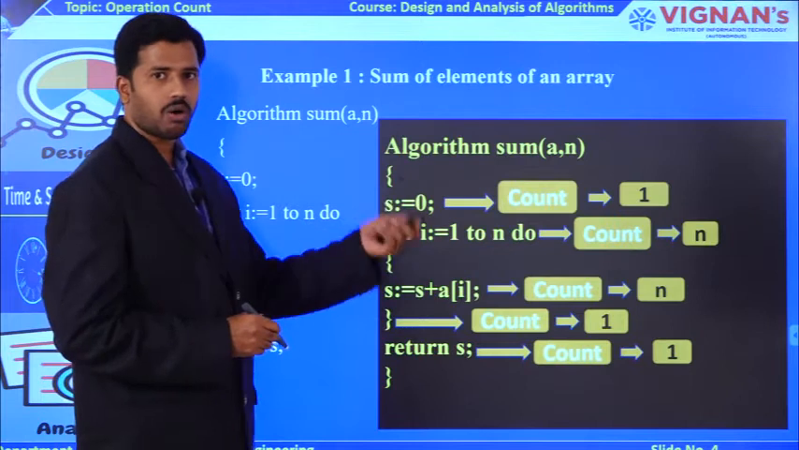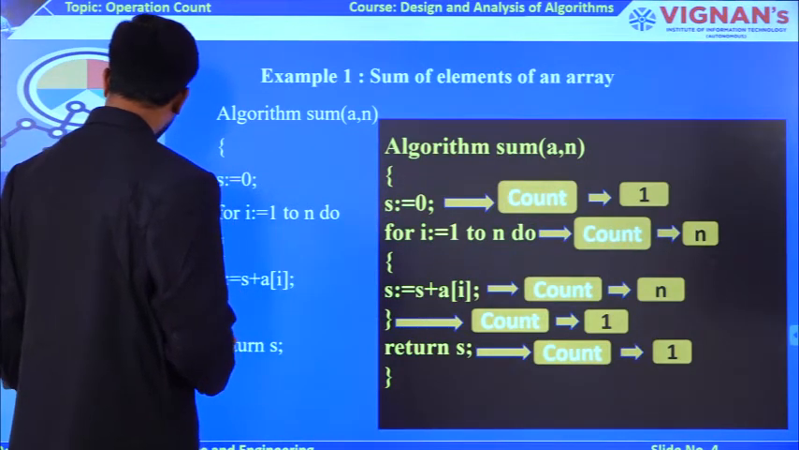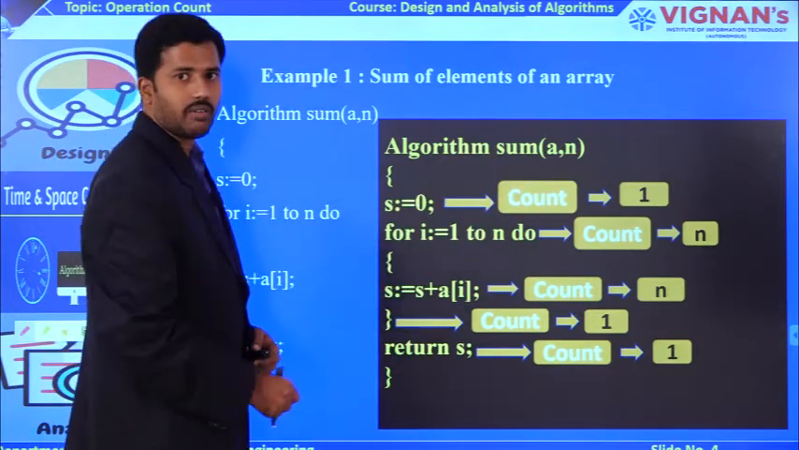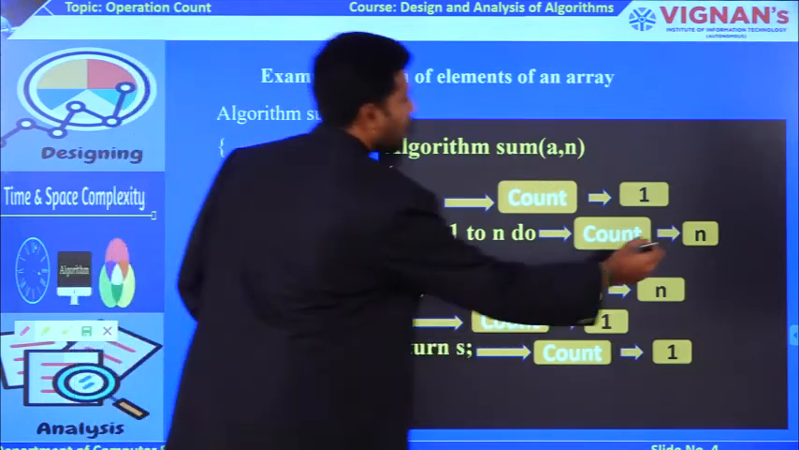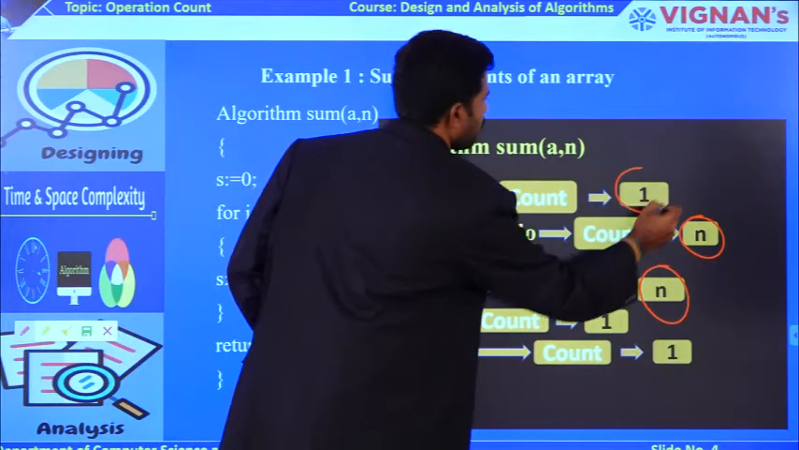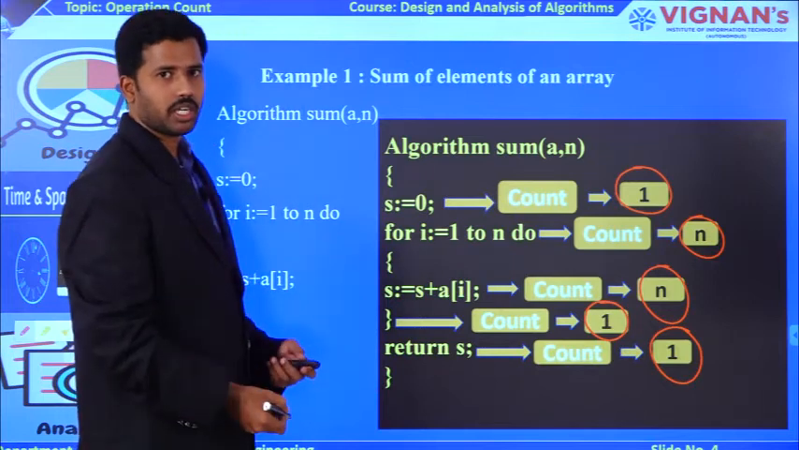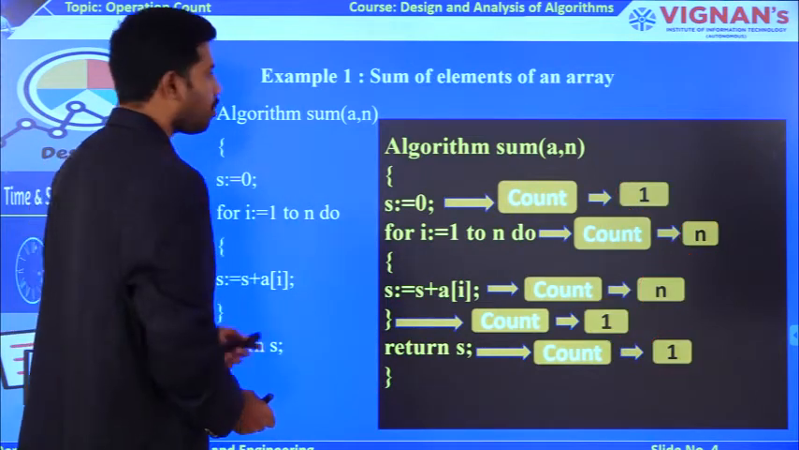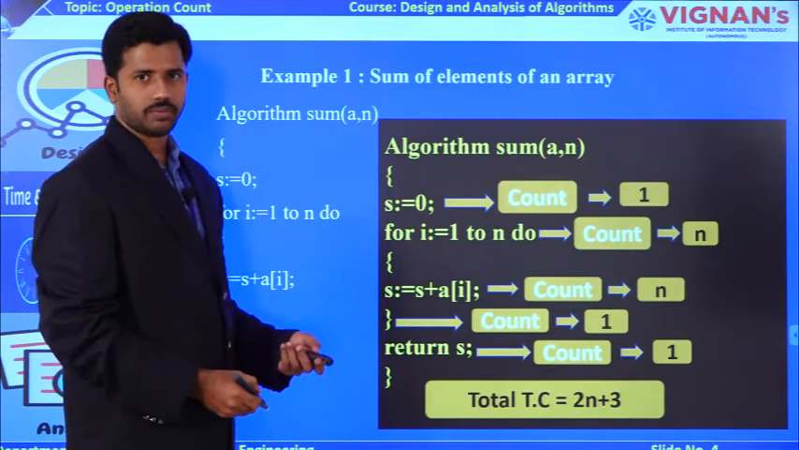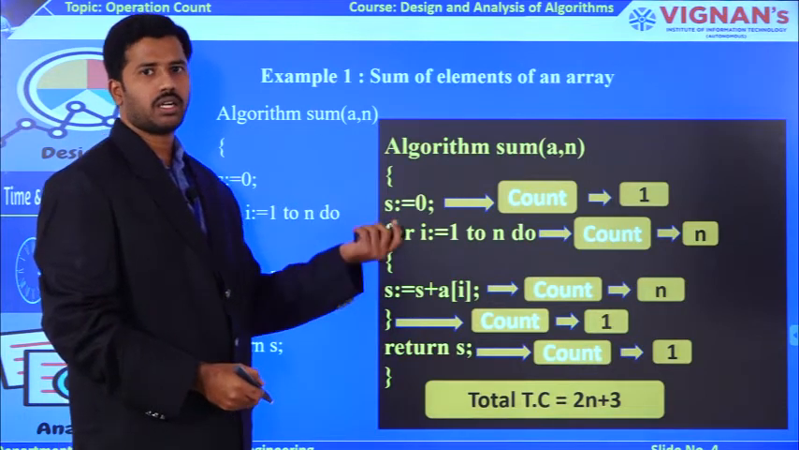Now we try to sum all these count variables. How many count variables are there? Total 5 count variables are there, right? Now we sum all the values available in these 5 count variables. So here n is available, here n is available. N plus n is 2n. How many ones are there? Total 3 ones are there. So 1 plus 1 plus 1 is 3. So the total time complexity of this algorithm based on the count variable is going to be 2n plus 3.